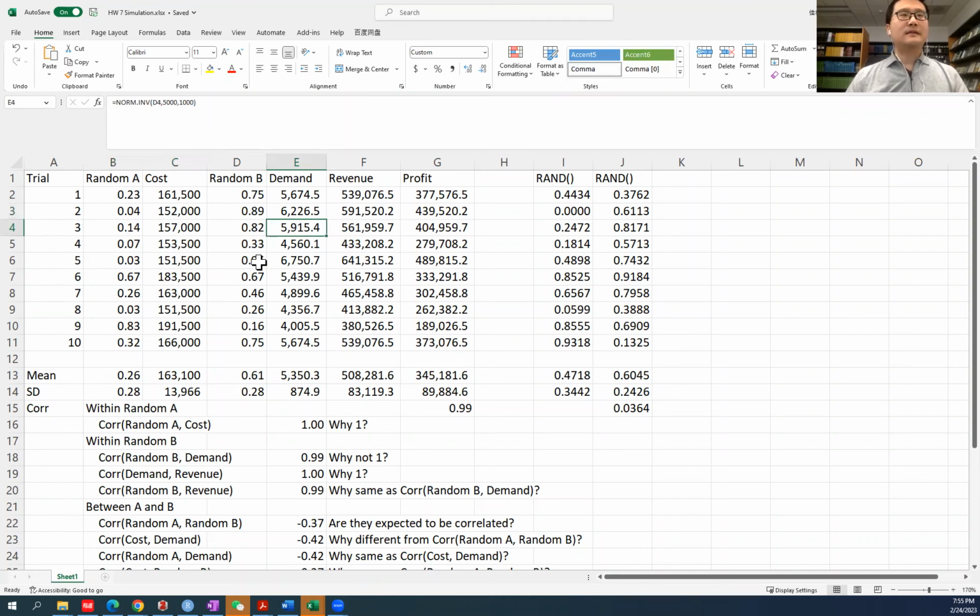And does it apply the same for demand? Let's see. Compare trial 1 and 2. When random B, that's the cumulative probability, increases, we also see that demand increases. It means that, okay, the function I use to calculate demand should work, at least not incorrectly. Any questions here?